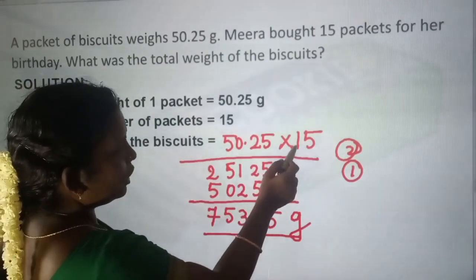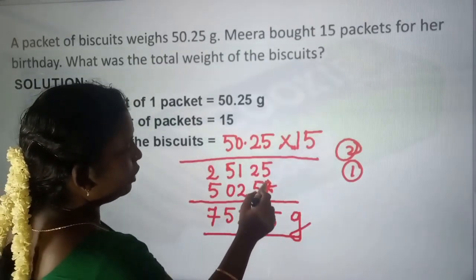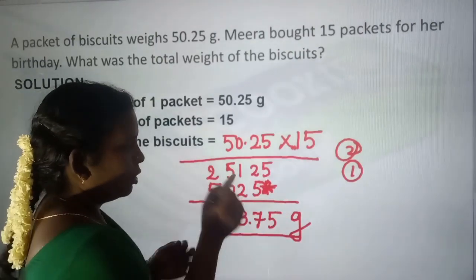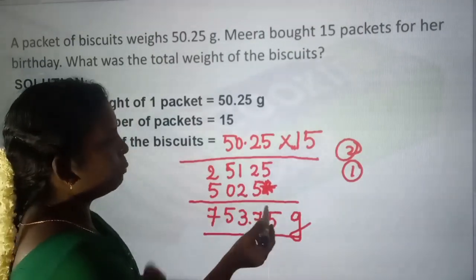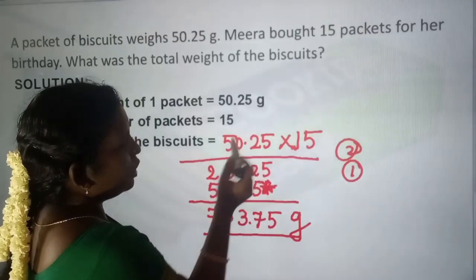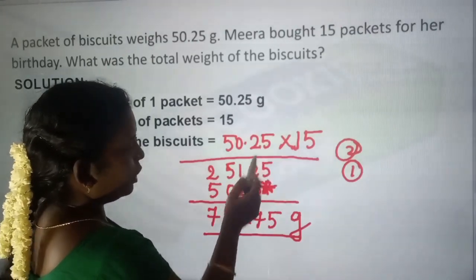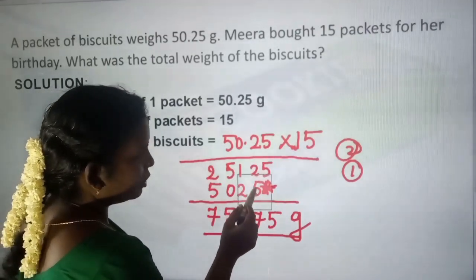Next, when you have taken the tens place number, you have to put a 0 or a multiplication symbol, anything, a star symbol like that. Then we have to start with the tens place number multiplication, and we have to write the number from the tens place.